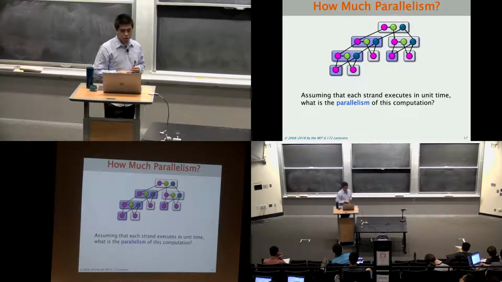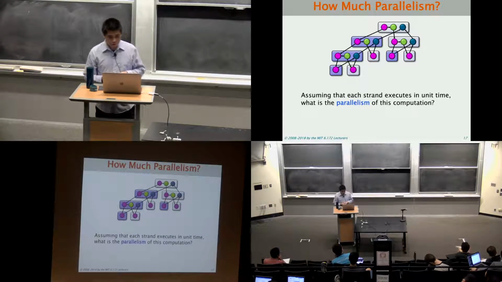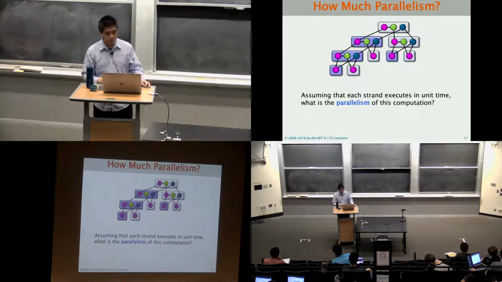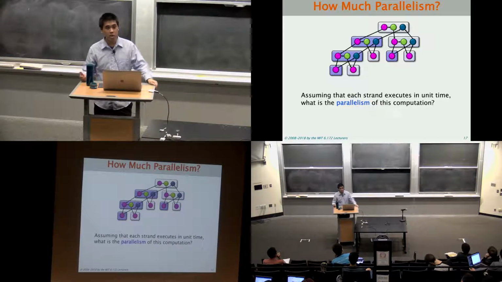So assuming that each of these strands executes in unit time, this assumption isn't always true in practice. In practice, strands will take different amounts of time, but let's assume for simplicity that each strand here takes unit time. Does anyone want to guess what the parallelism of this computation is? So how parallel do you think this is? What's the maximum speed up you might get on this computation?